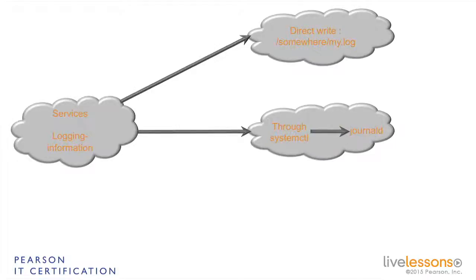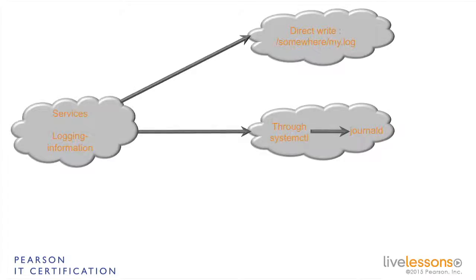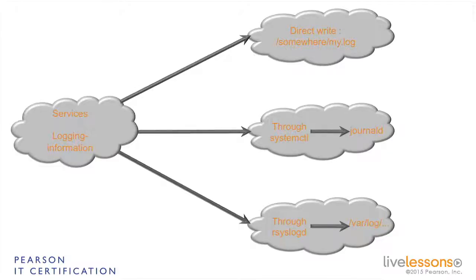Also, the service can use systemctl. Systemctl is used to start the service, and it keeps track of what is happening while the service is starting anyway. And everything that goes through systemd will be written to journald, which is the systemd related way of handling log information. And then there's a classic way of handling logging as well, and that is through syslogd.